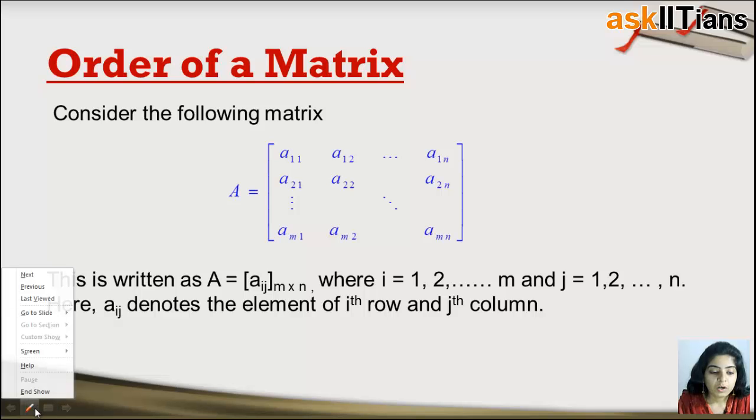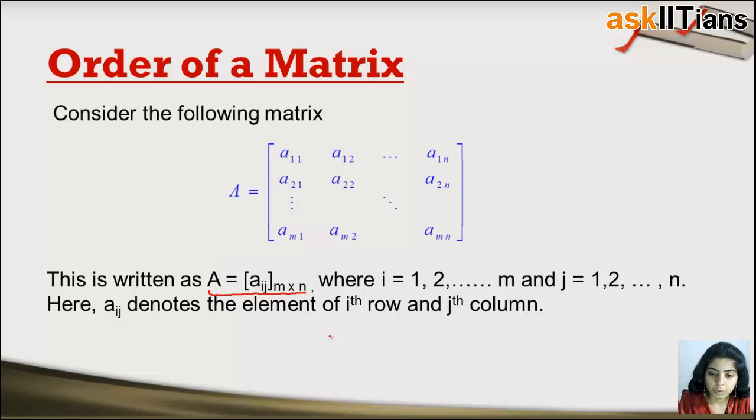So next we have order of a matrix. What do you mean by order of a matrix? See, we have already seen this example in the last slide. A equal to a11, a12, a1n, am1, am2, amn, right? This matrix is written as A equal to [aij] m cross n. Now see, when we write A equal to [aij] m cross n, this m stands for the number of rows while this n stands for the number of columns. So when I speak A equal to [aij] m cross n, I mean the ijth element, that is the element of the ith row and jth column.